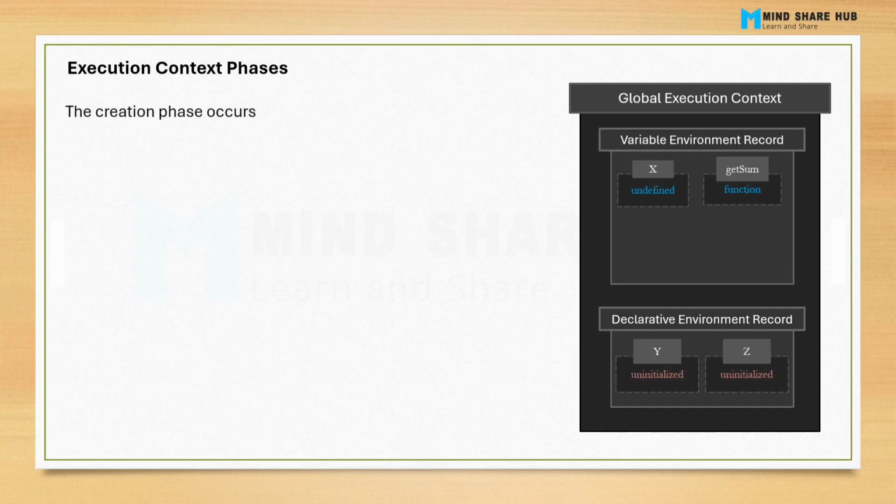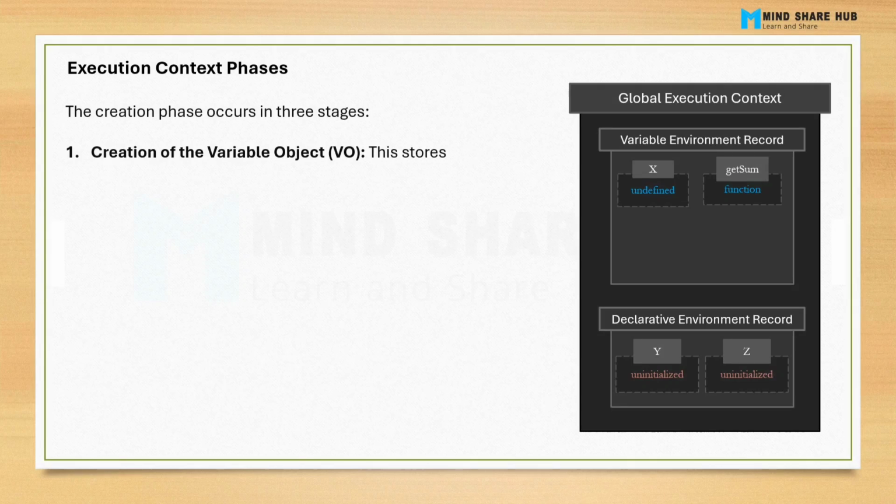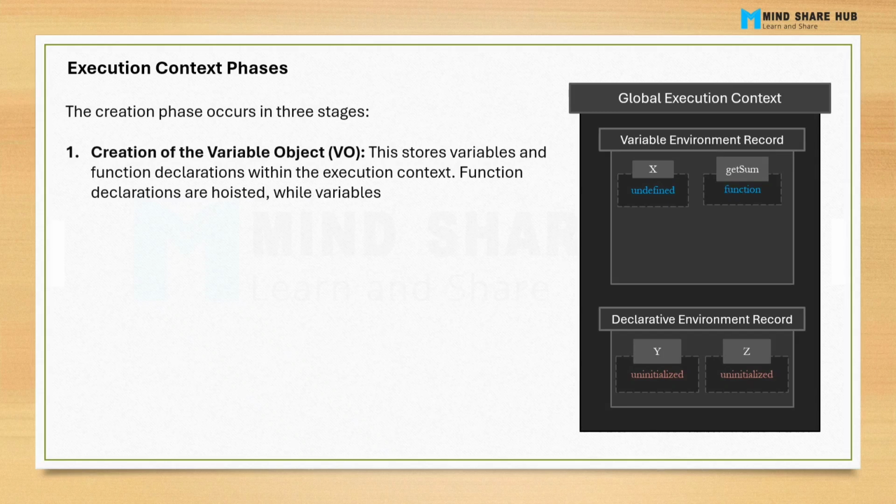The creation phase occurs in three stages. 1. Creation of the variable object. This stores variables and function declarations within the execution context. Function declarations are hoisted, while variables declared with var are hoisted and initialized to undefined.